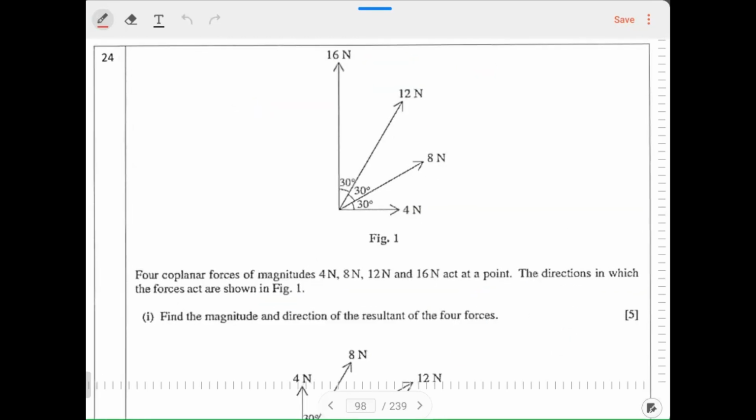Question 24 is broken into two parts. We'll do part by part. Four coplanar forces of magnitude 4 newtons, 8 newtons, 12 newtons and 16 newtons act at a point. The directions in which the forces act are shown in figure 1. Find the magnitude and direction of the resultant. What vertical forces do I have? If I resolve this, the vertical force will be 12 sin 60. If I resolve this, I will have vertical force 8 sin 30. So 16 plus 12 sin 60 plus 8 sin 30.